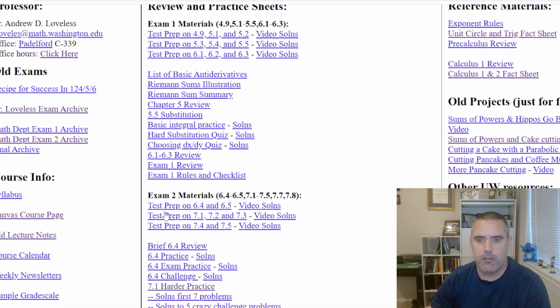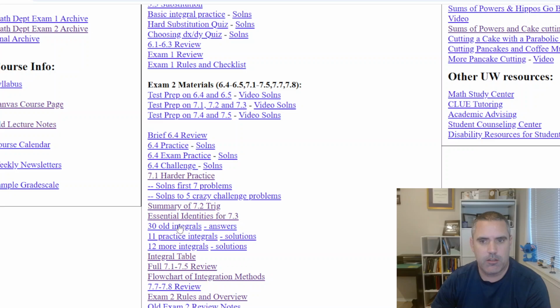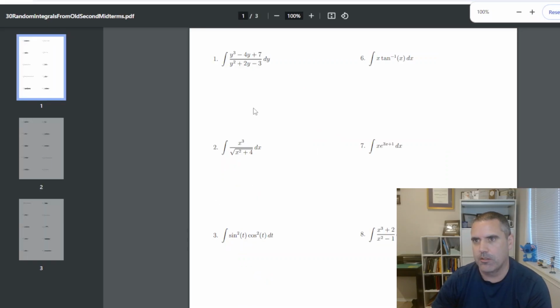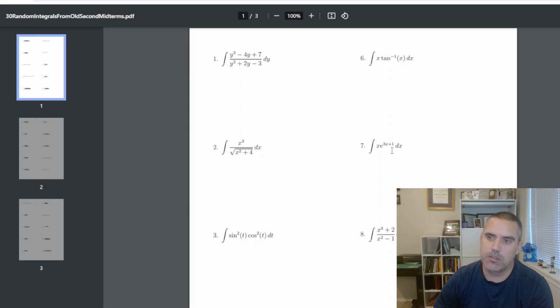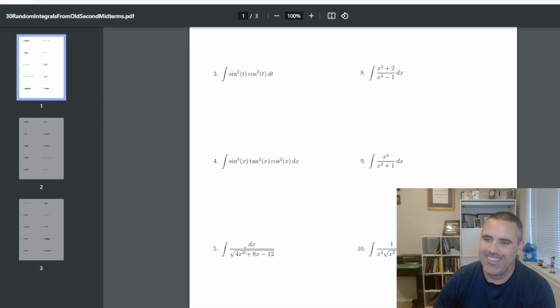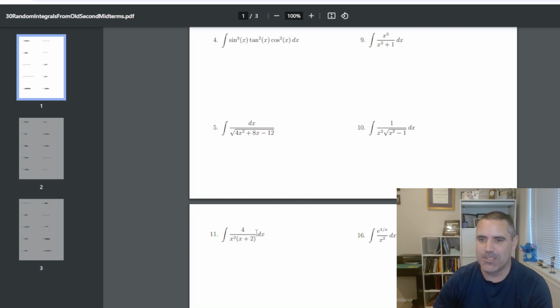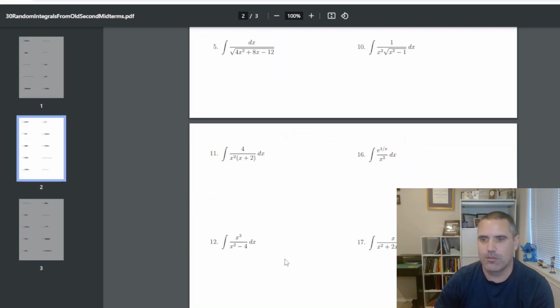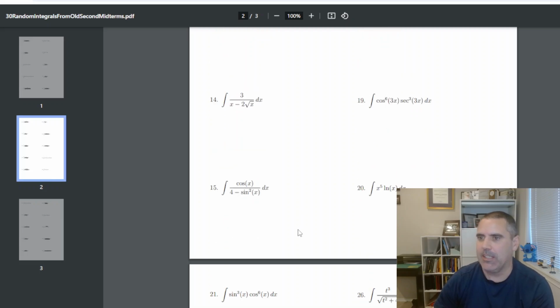And also, I have many practice pages here. 30 old integrals with answers. Partial fractions, by parts, trig sub or regular substitution actually works. By parts, trig, partial fractions, trig, partial fractions, trig sub, partial fractions, substitution. So you can play this game.